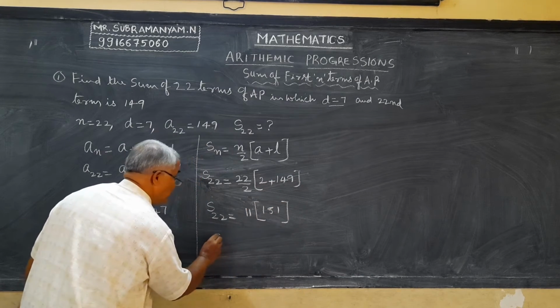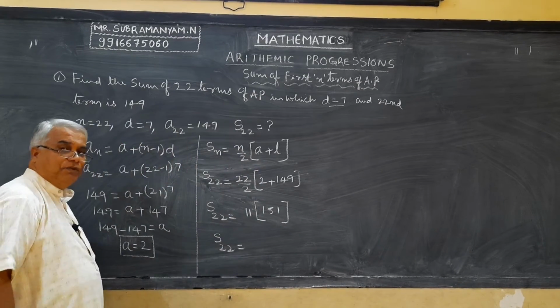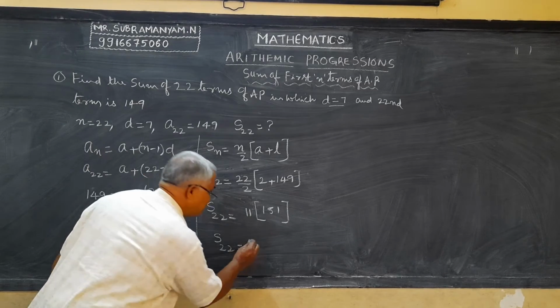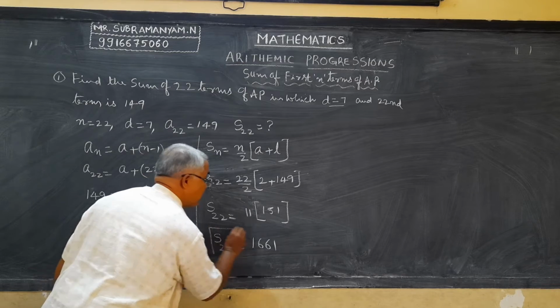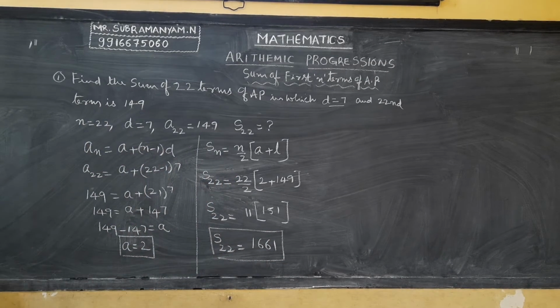S22 equal to 22 divided by 2 will cancel by 2, 11, into 149 plus 2, 151. Now your work is to multiply these two. Multiply 151 with 11 and try to write the answer. What will be the answer? I think you have got it. It is 1661. So we have got the sum of 22 terms. Okay, children. Now we will continue with the next problem.